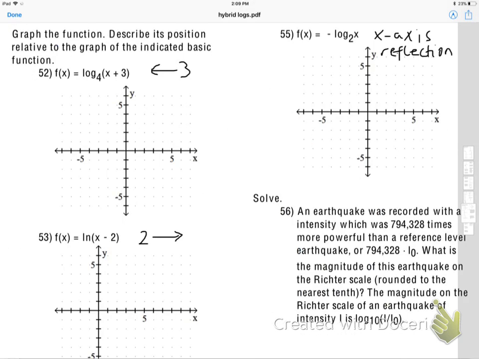Now, here we go. Log to base 4. Again, don't worry too much about the base right now. It's a log base. Now remember your transformations. It's been moved 3 to the left. So, here we go. If I'm going to draw a log graph, don't worry about the base 4.